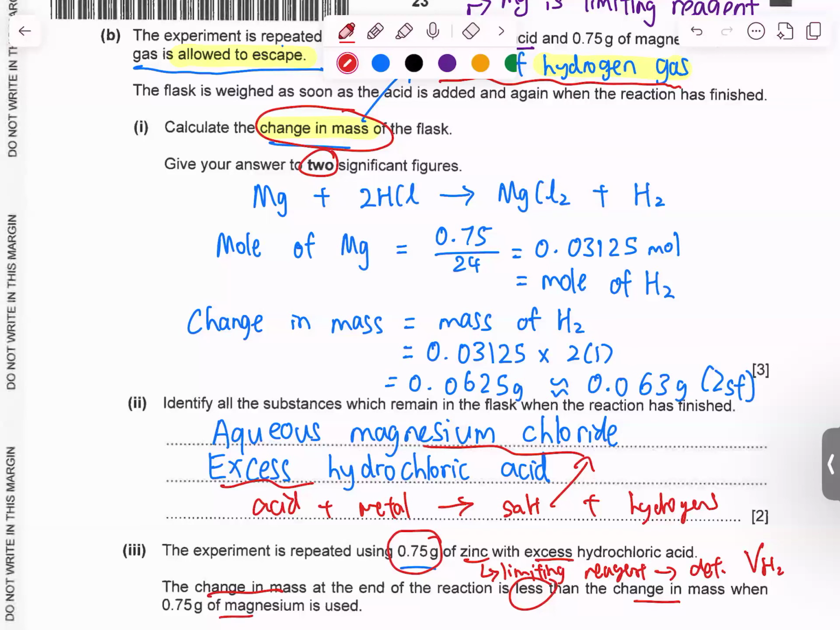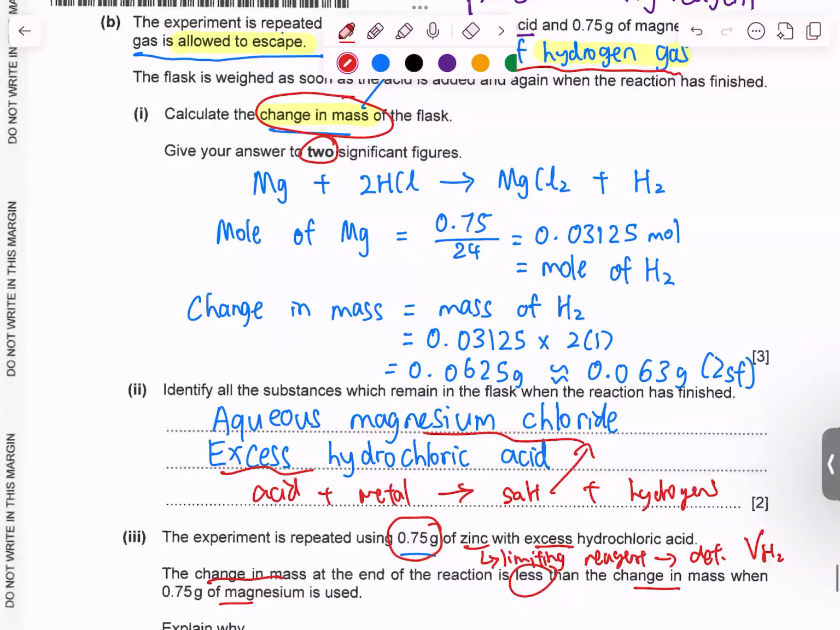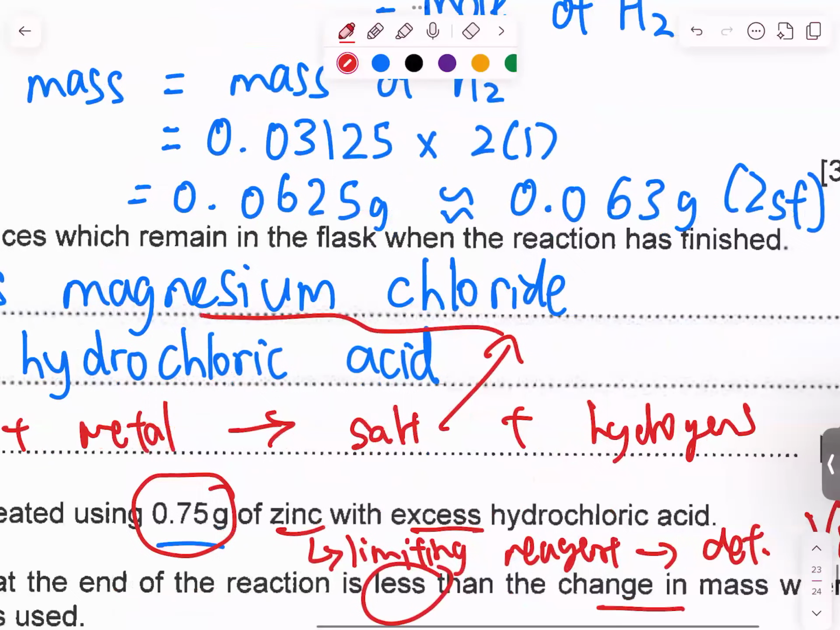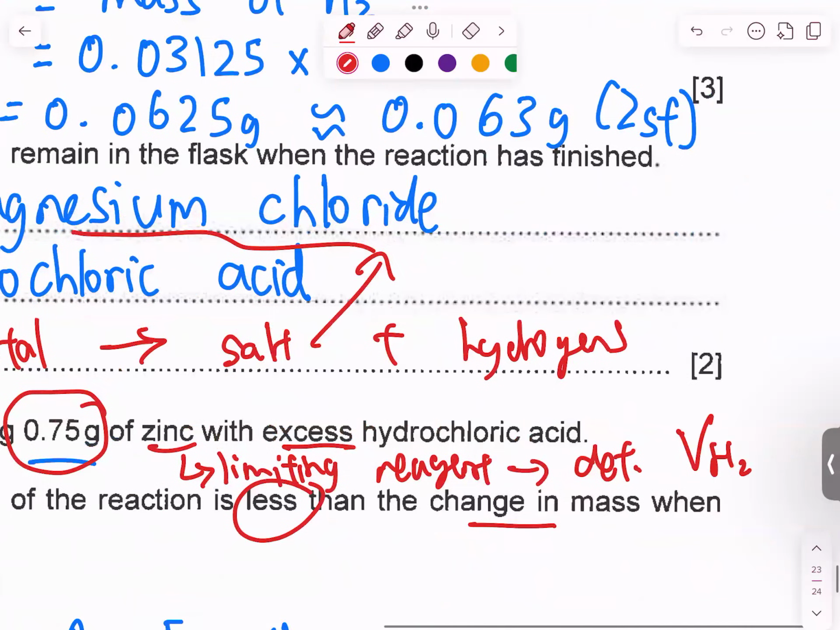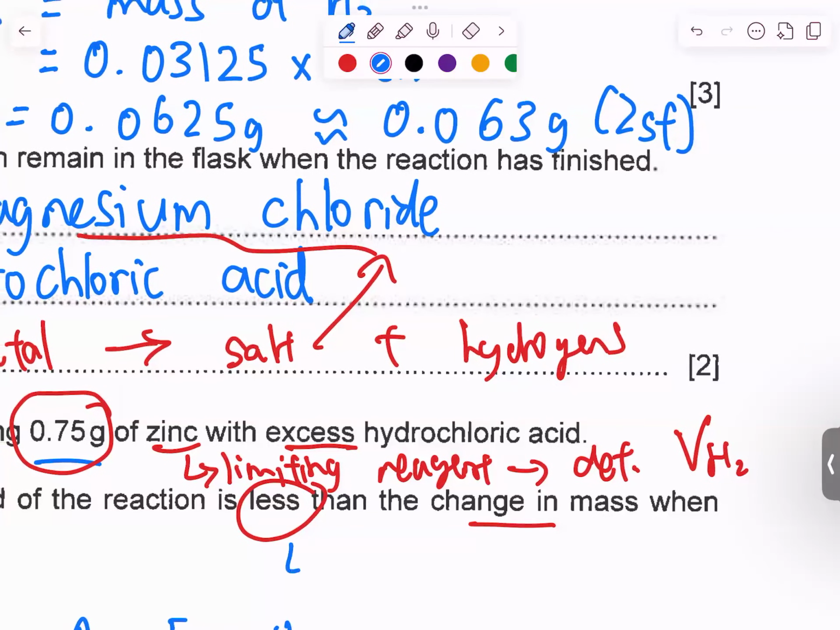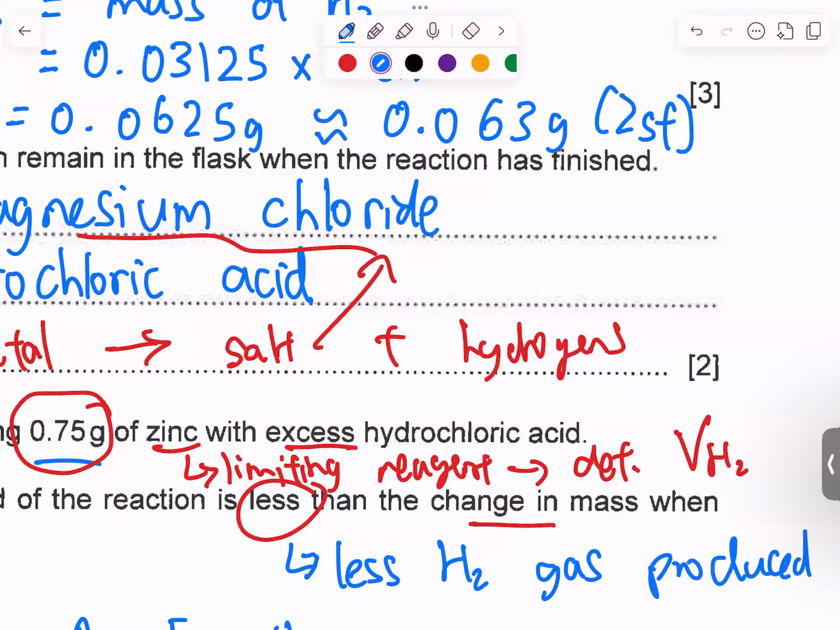So which means what? If the change in mass is less, does that mean I have more H2 gas produced compared to magnesium or less H2 gas produced compared to magnesium? I will have less H2 gas produced. Why? What determines the volume of H2 gas being produced? Is it HCl or zinc? It will be zinc, right? Limiting reagent is the one that determines the volume of H2 gas that is being produced.